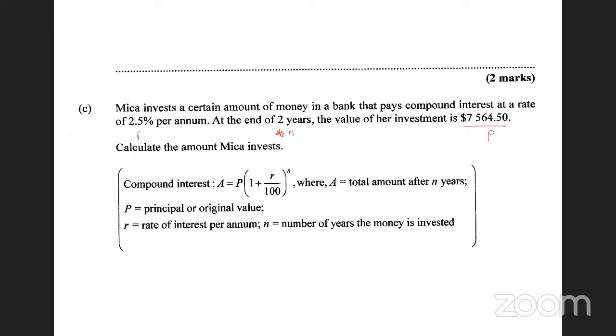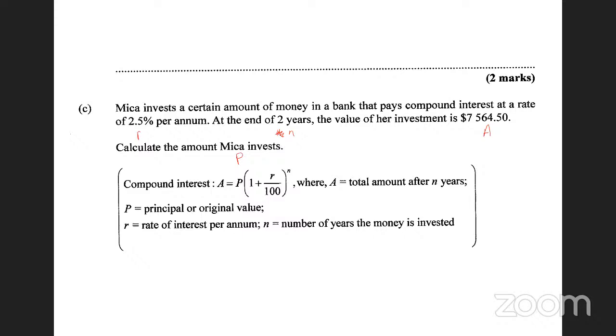Calculate the amount Micah invests. Okay, wait, just now. The amount of her investment, where A is the total amount after N years. Okay, well, this appears to be her A. Calculate the amount Micah invests. So she invests a certain amount, so that's what they want, the principal.